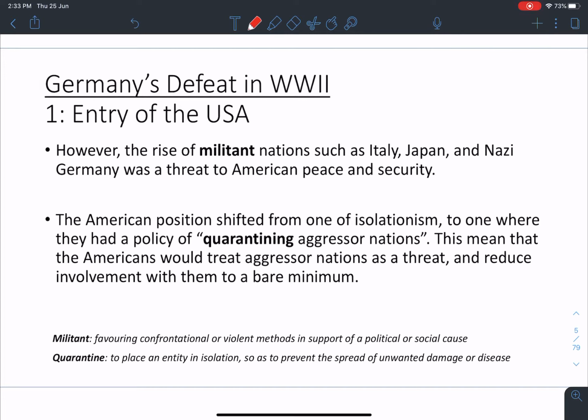So, the context is that the USA is a non-combatant. It's isolationist. It doesn't want to be involved. However, no man is an island. Similarly, no nation is an island, and countries such as Italy, Japan, Nazi Germany, they threaten America. So even though America does not want to go into war, they change their position into quarantining aggressor nations.